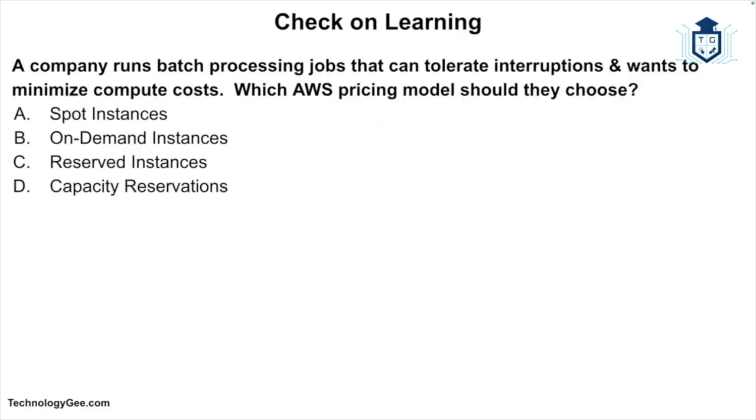And our final question is, a company runs batch processing jobs that can tolerate interruptions and wants to minimize compute costs. Which AWS pricing model should they choose? Should they go with spot instances, on-demand instances, reserve instances, or capacity reservations?